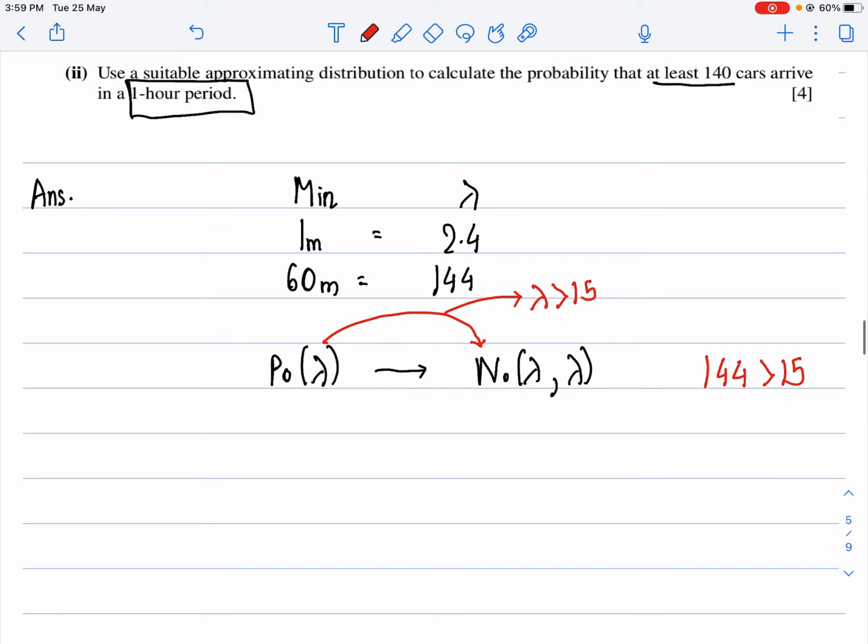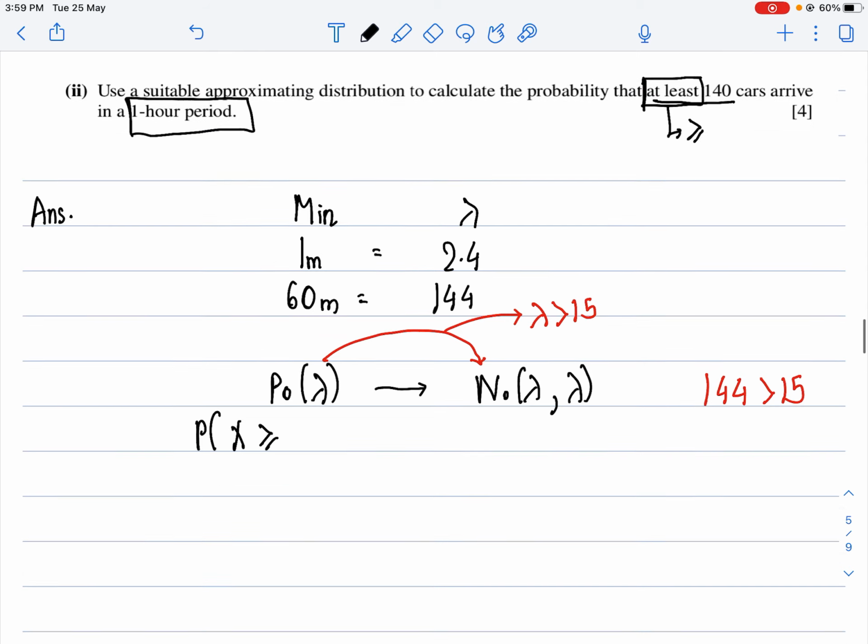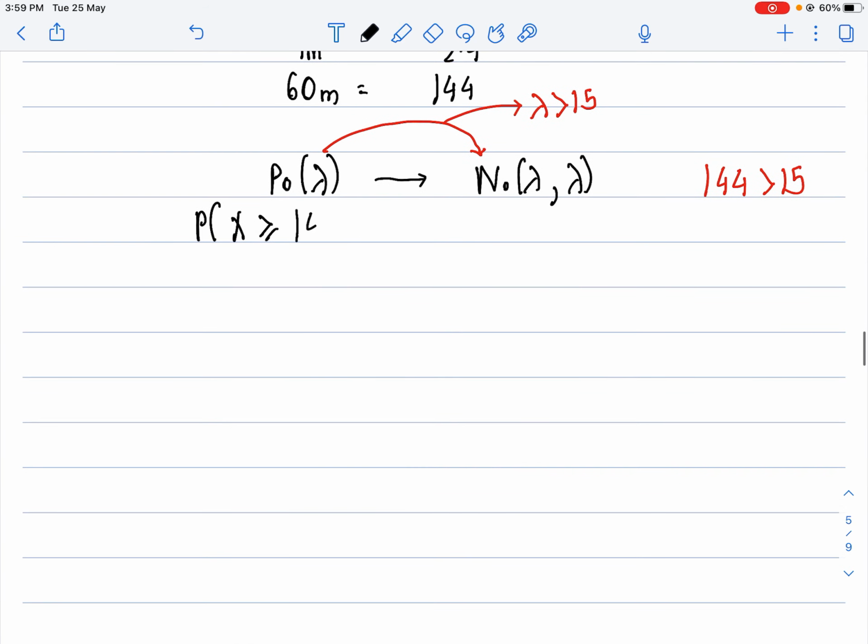So now I need to calculate the probability that there are at least 140 cars. At least gives me the indication that this is more than or equal to, so I can write x is more than or equal to 140. There'll be a small catch of continuity correction here. When the time comes, I'll tell you how to deal with it.